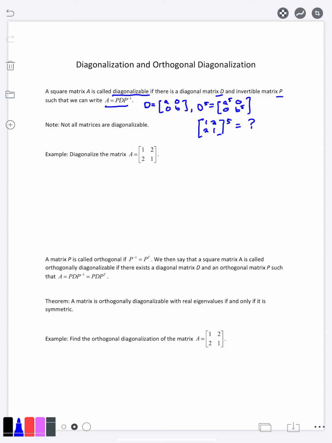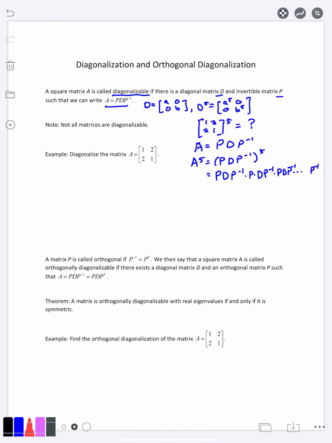However, if I can write my matrix A as PDP inverse, and I want to take A to the fifth power, first things first, I cannot just distribute that exponent in. The algebra of matrices doesn't work that way. I have to just write it out 5 times, and so on.